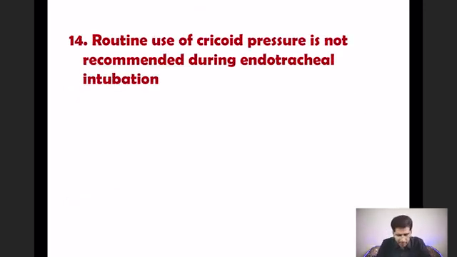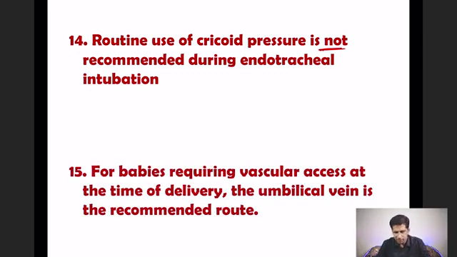Coming on to the 14th update. Routine use of cricoid pressure is not recommended during endotracheal tube intubation. And then the last update is for the babies requiring vascular access at the time of delivery. The umbilical vein is the recommended route.